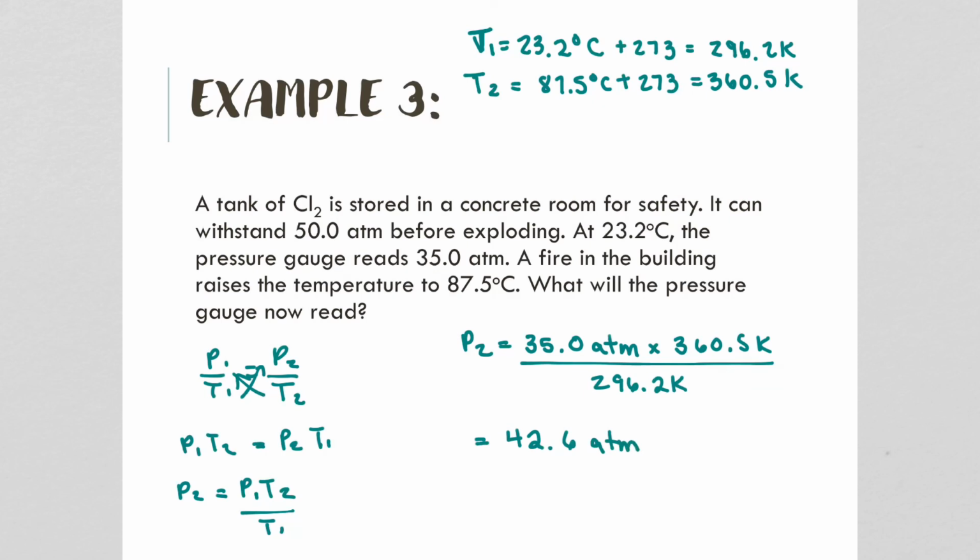So one thing to be aware of is sometimes you'll have some extra information that won't be used in your equation. So this is how much it can safely withstand. So that wasn't a value that you would use in your equation. That's just to compare. So we can see that here, when the fire raises the temperature, we get a reading of 42.6 atmospheres, but it's still within the safe limits.